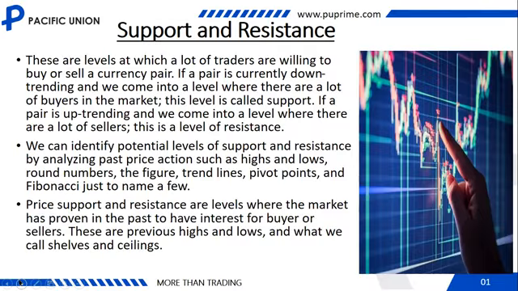If a pair is uptrending and it comes to a level where there are a lot of sellers, this is a level of what? Resistance. So when the price is going up and it gets to a point where it starts coming down, that area is a resistance area.